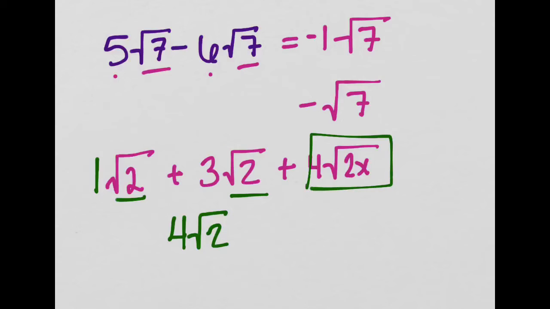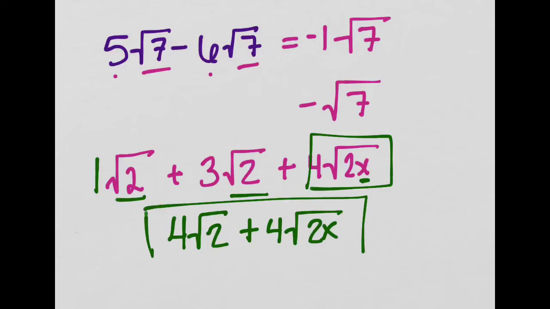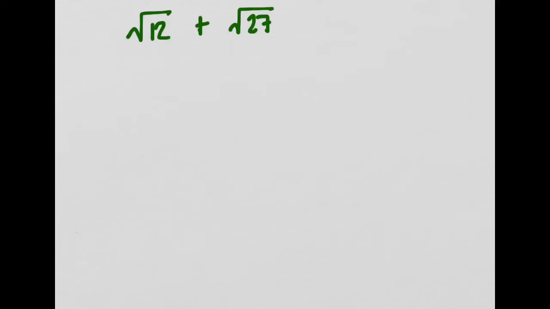This right here cannot be combined with it because it has an x in the radical symbol. Just like combining like terms, it has to be exactly the same. So I'd keep that as 4 times 2, the square root of 2x. So there is our simplified version.